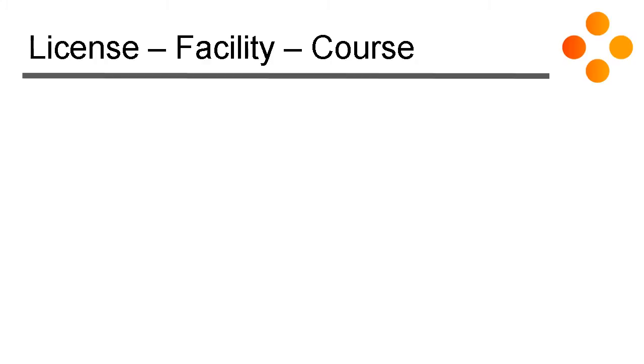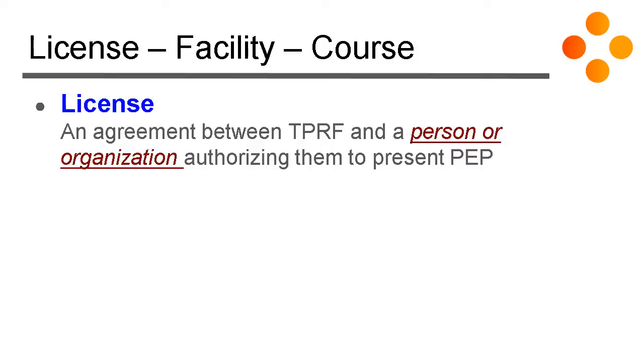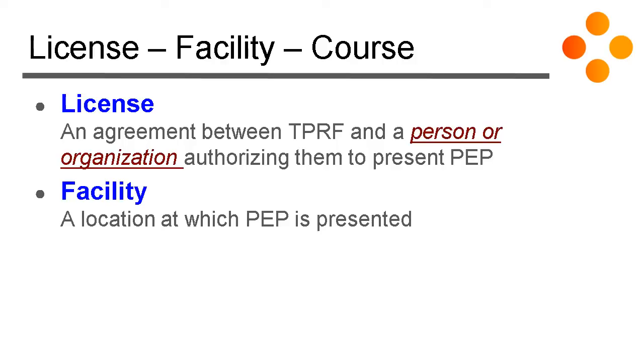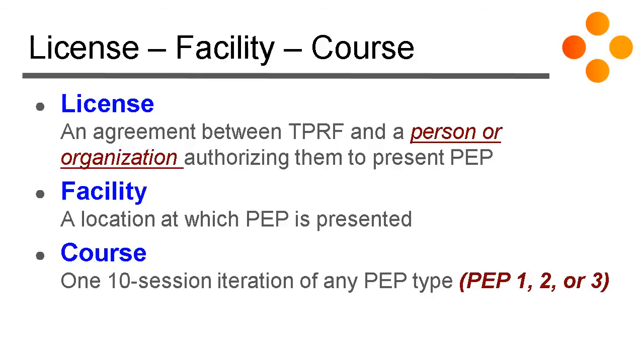License, facility, and course. A license is an agreement between TPRF and a person or organization authorizing them to present PEP. A facility is a location at which PEP is conducted. And a course is one set of PEP sessions for one PEP type. Most courses are 10 sessions, one for each topic, but this can vary.